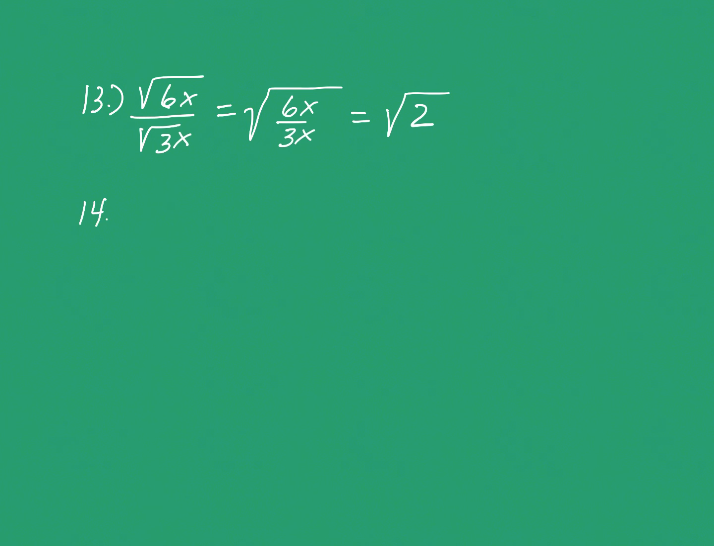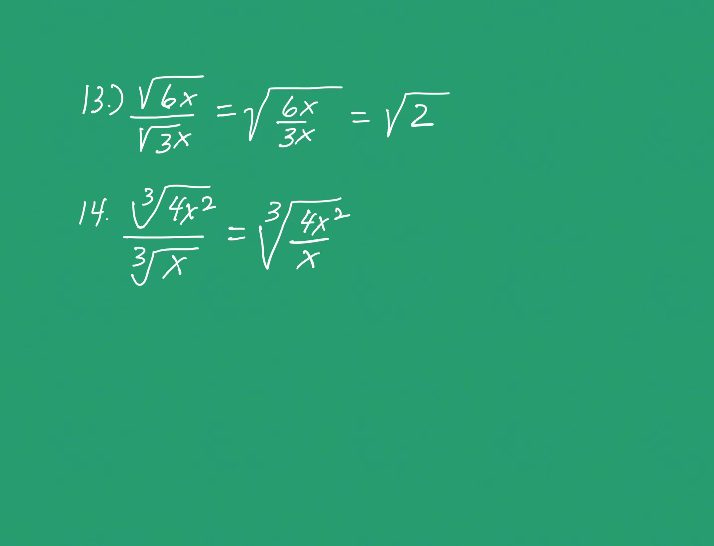Number 14, we have the cube root of 4x squared divided by the cube root of x. Since we have the same index, we can divide 4x squared divided by x. So you have the cube root of 4x. Of course, 4 is not a cube. x is not a cube, so that's what it simplifies to.